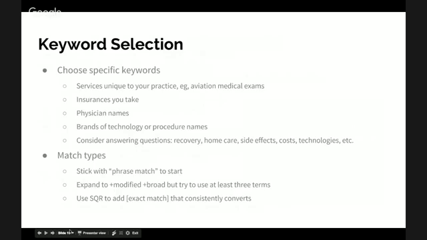But try to use at least 3 terms when you are doing modified broad searches. And to find those terms, you can look into the search query reports, both to find extra modified broad terms, but then also to find exact matches that are consistently converting, because those may be keywords that you want to add to your account as well.